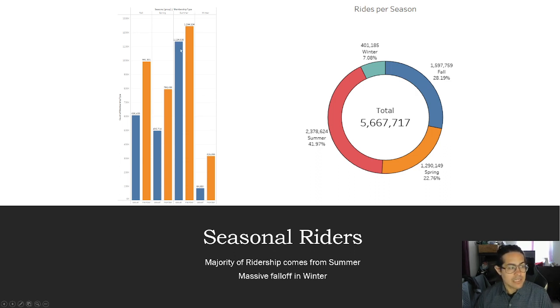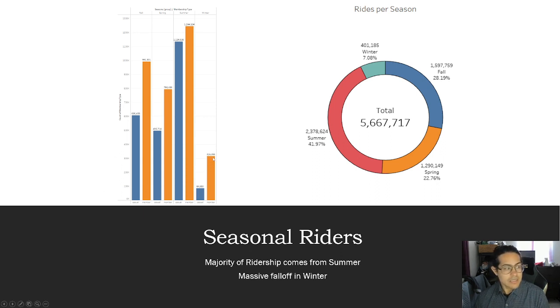And between the members and casuals, there's not that much of a difference. It's roughly like 110,000. So they're pretty consistent that just across the board, summer is going to be a lot more traffic than we do in the rest of the year, especially when we compare it to the winter months.